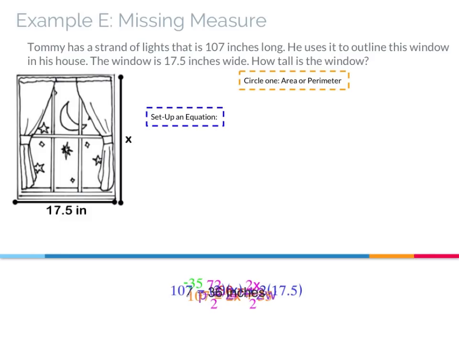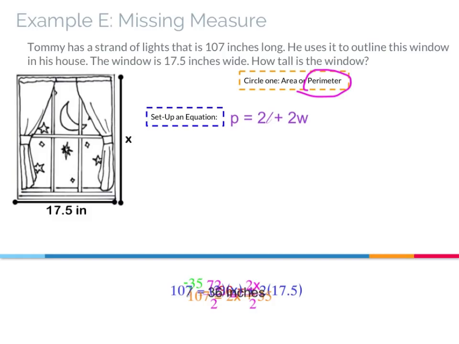So first, since Tommy is outlining this window, this is a perimeter problem. So to find the perimeter of a rectangle, we need to use our formula. P is equal to 2 times the length plus 2 times the width. Now from our problem, we need to substitute in our values into our formula.